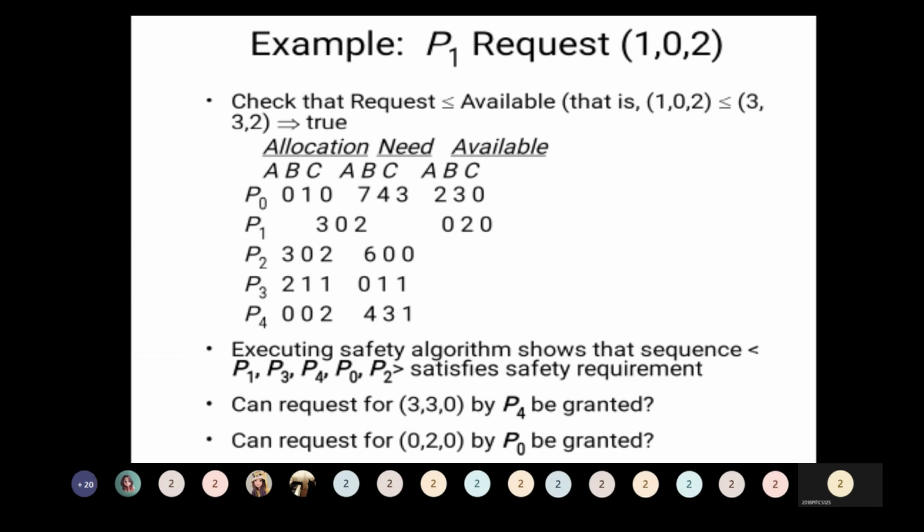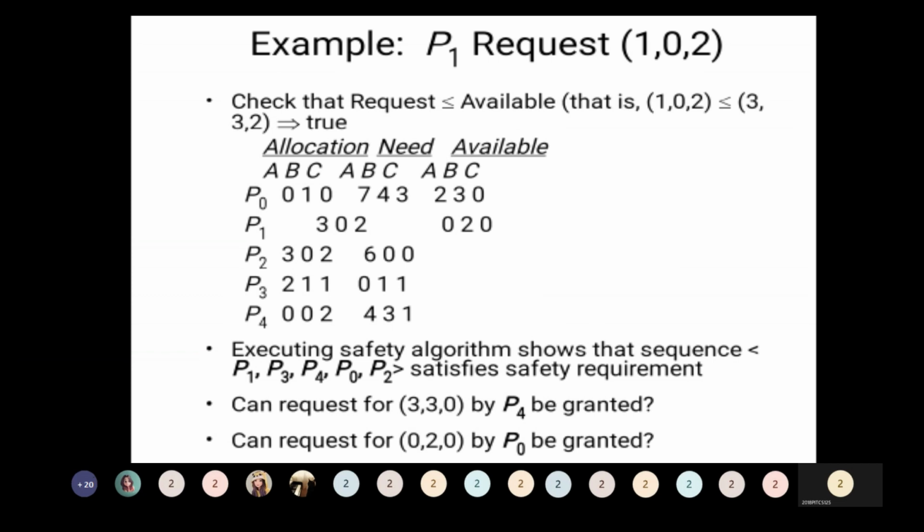The remaining is as such. Executing the safety algorithm shows that P1, P3, P4, P0, P2 satisfies the safety requirements. So after allocating the request to P1, the scenario shown there, the new need, new availability, new allocation, so it will be in a safe state only.